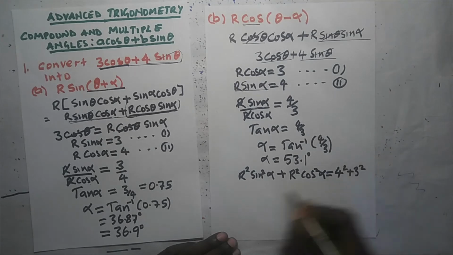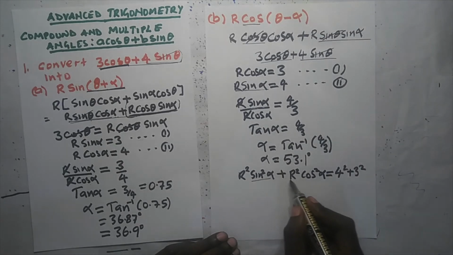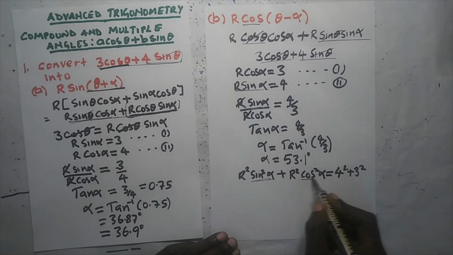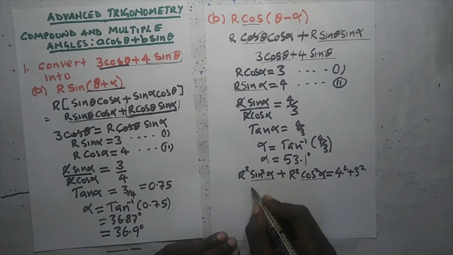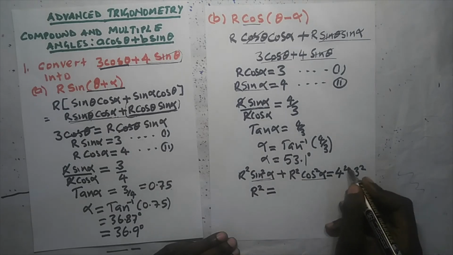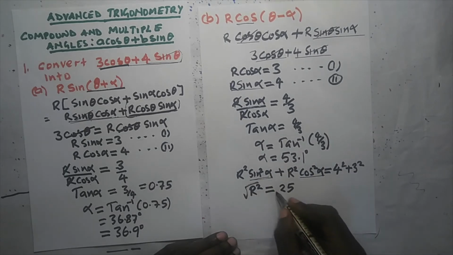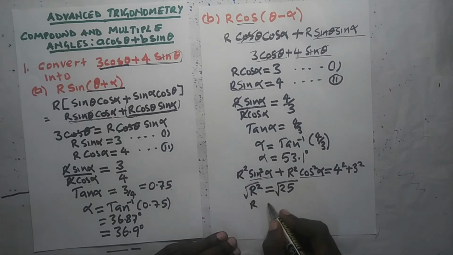plus 3 squared. So again here, r squared times sine squared alpha and cos squared alpha will give us a 1. So we'll remain with r squared is equal to 4 squared is 16, 3 squared is 9, which will give us 25. And then we can find square roots on both sides, and we have r is equal to 5.